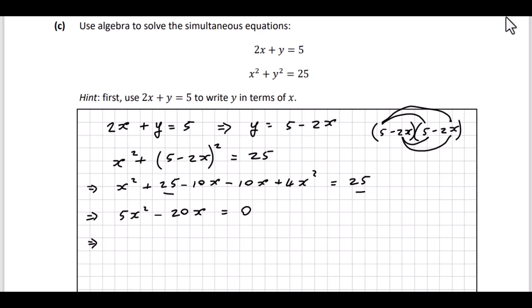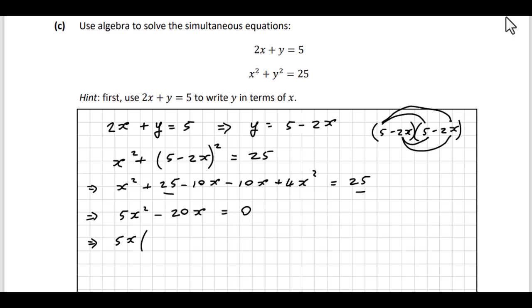Okay, so we have a quadratic binomial, if you like. What you're going to do here is factorize. Take out the highest common factor. We have a 5 and a 20, so the highest common factor is 5. We have an x squared and an x, so the highest common factor is x.